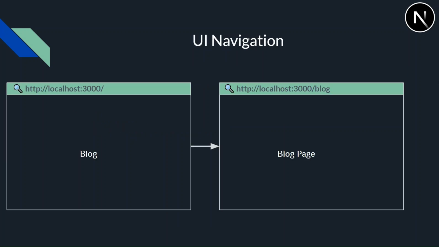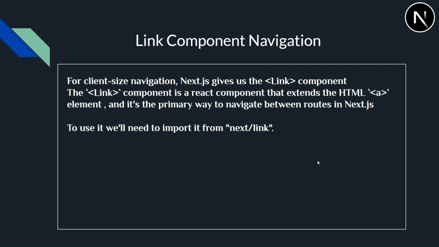Now, for example, if we have a UI navigation, how does it work? Suppose we have localhost 3000 as the home page, and when the user performs an action, they are redirected to the localhost 3000/blog page. So how will this navigation be implemented in a Next.js application? To implement that navigation, we use the Link component in Next.js.